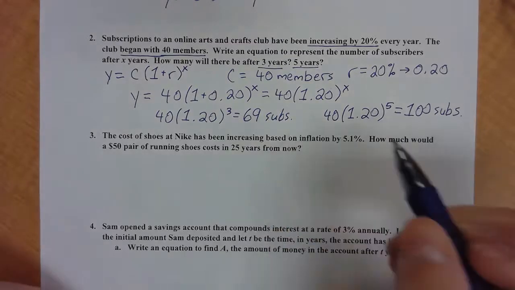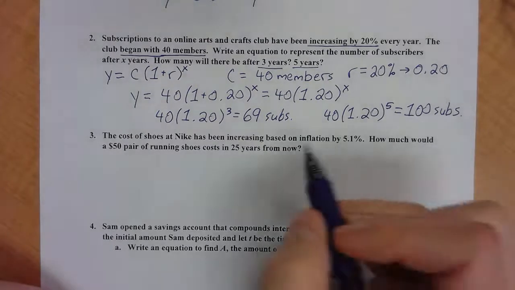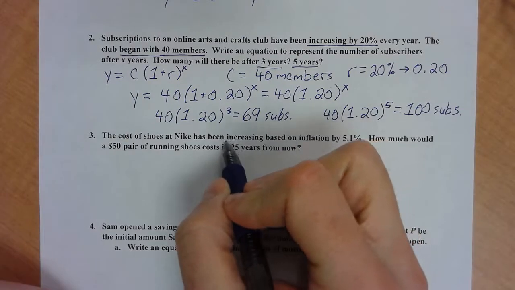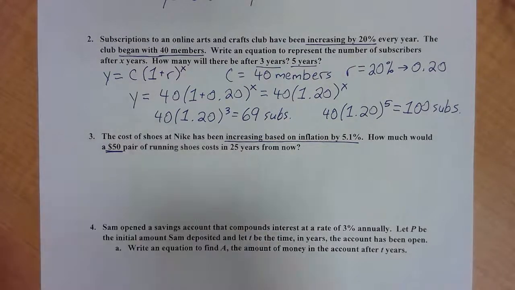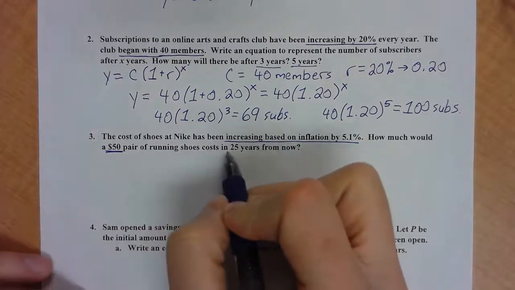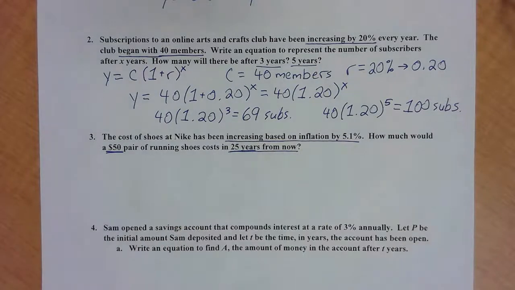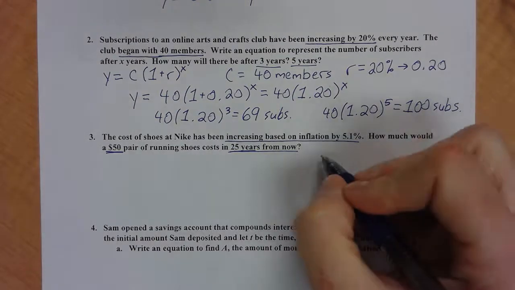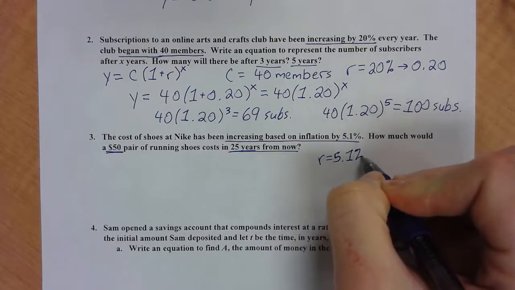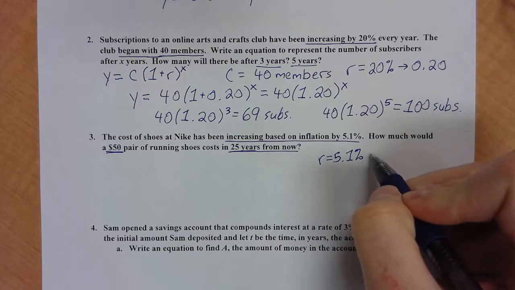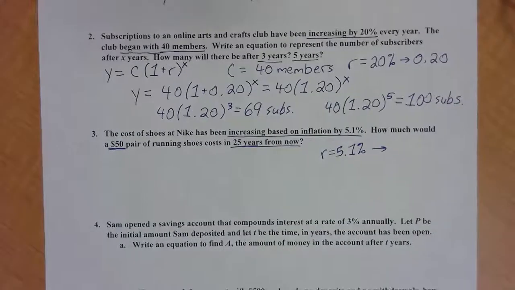So now we have another increasing problem, increasing by 5.1%. We have an initial value of $50, and our years are going to be 25 years from now. The tricky thing here is that the percent has a decimal involved, so we'll start there. If our decimal percentage is 5.1%, we got to move that decimal place over to the left twice.